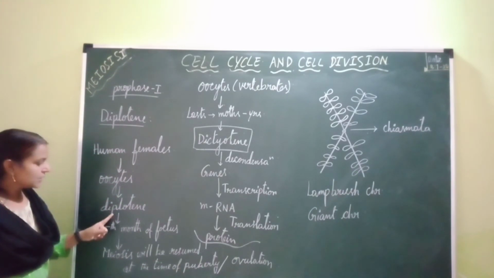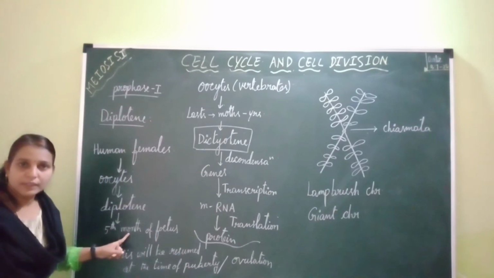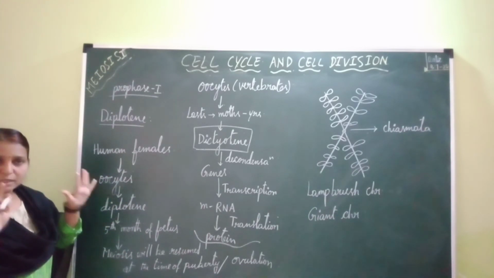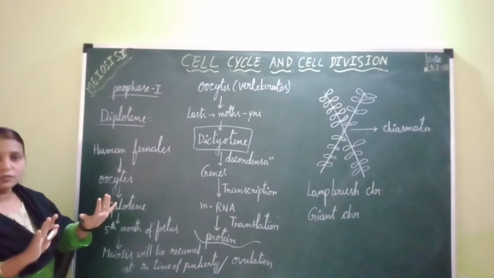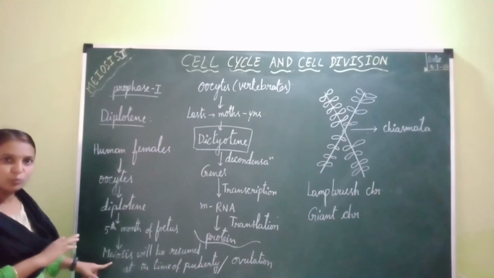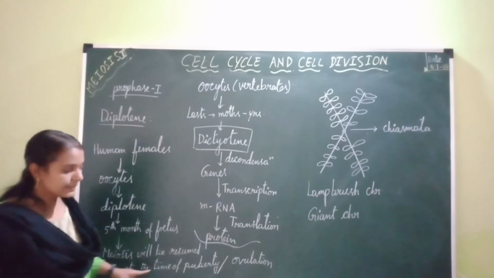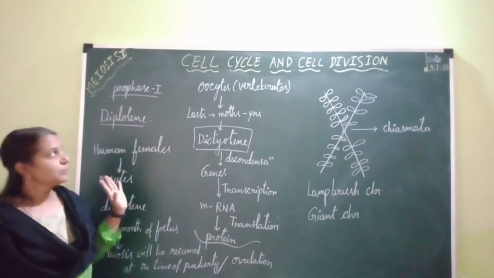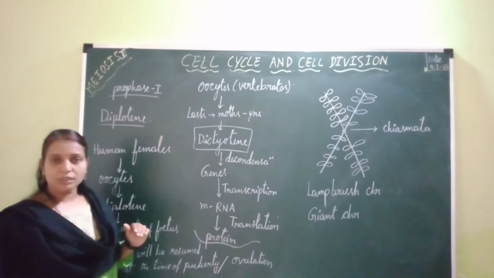One example of this Dictyotene stage is in all human females. Oocytes reach this Diplotene stage at the 5th month of the fetus, and meiosis is suspended at this Diplotene stage for months to years. Then meiosis is resumed at the time of puberty or ovulation. So this is all about the Diplotene stage.